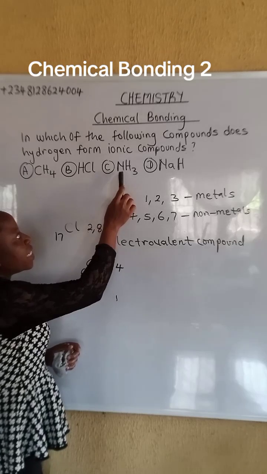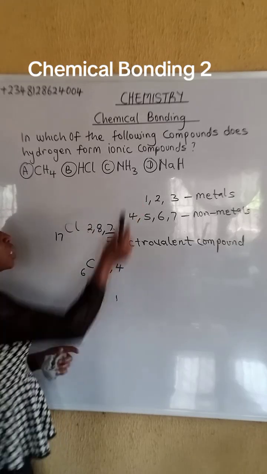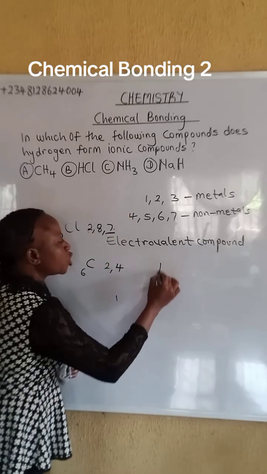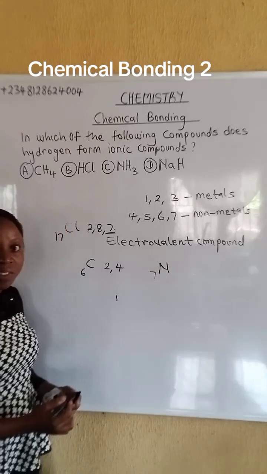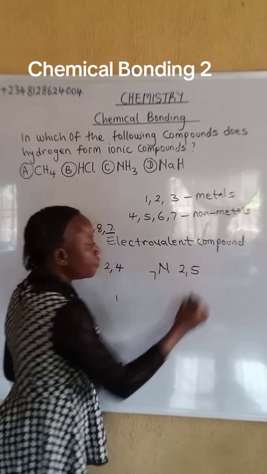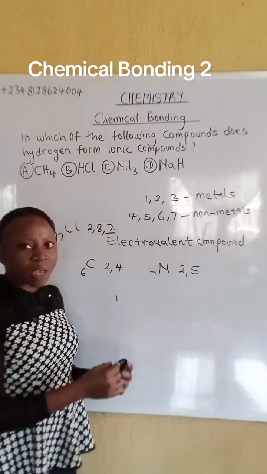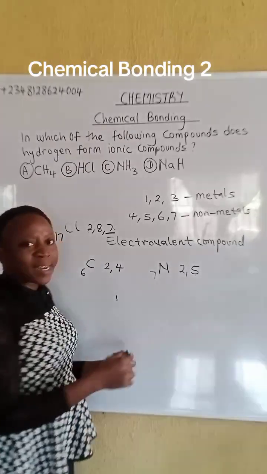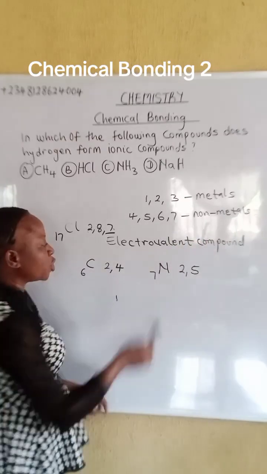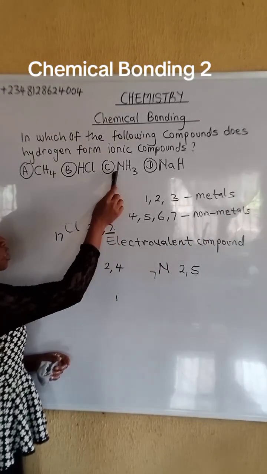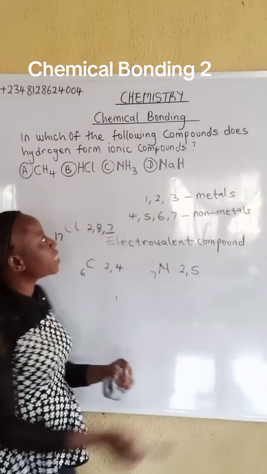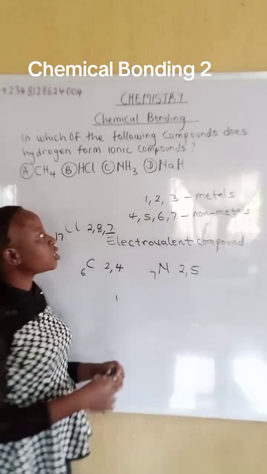Now let's consider nitrogen and hydrogen. Hydrogen is a non-metal. Then let's look at nitrogen. Nitrogen is the number 7 in the periodic table. The shell electronic configuration of nitrogen will be 2, 5. 2 plus 5 will give us 7. So it has 5 valence electrons. Those elements with 5 valence electrons are non-metal. So nitrogen is a non-metal. So nitrogen and hydrogen, non-metal with non-metal, is a covalent molecule. So let's look at the last compound.